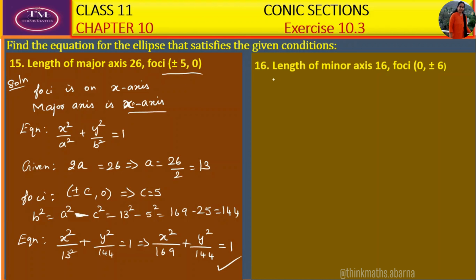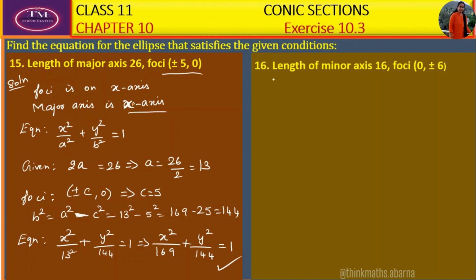So let me start the solution. Foci is on y axis. Therefore, major axis will be y-axis. If the major axis is y-axis, equation will be x square by b square plus y square by a square equal to 1. For this equation, the focus will be 0, comma plus or minus c. So on comparing with the given focus, c will be equal to 6. That means c square equal to 36.